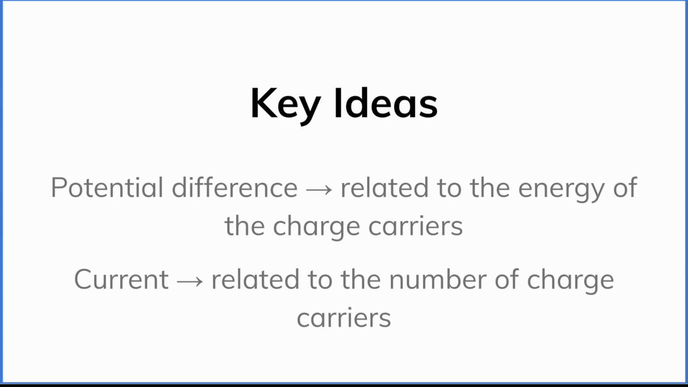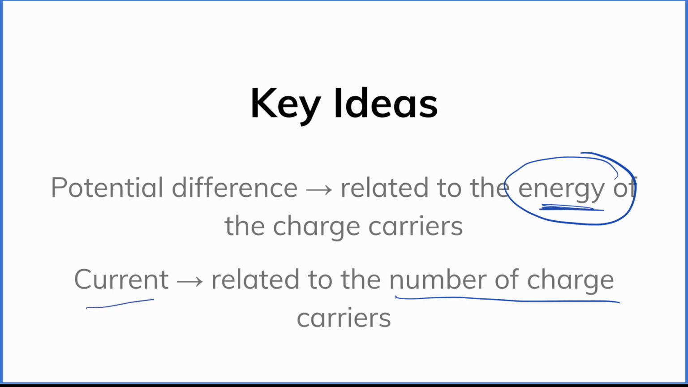If you remember that potential difference is related to the energy of the charge carriers, so how much energy they have, and then current is related to how many charge carriers, the number of charge carriers. And if you can distinguish that in your mind, it's really going to help you solve more complex circuits. So again, potential difference is the energy, and current is the number of charged particles.